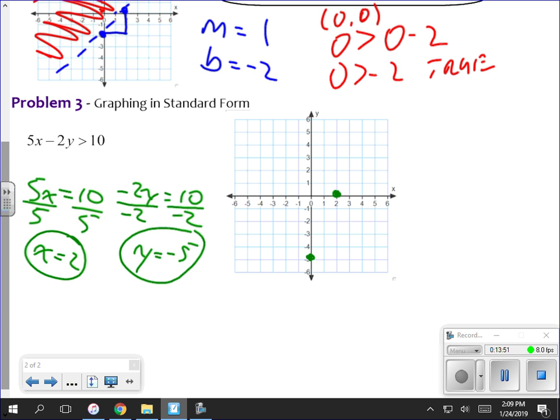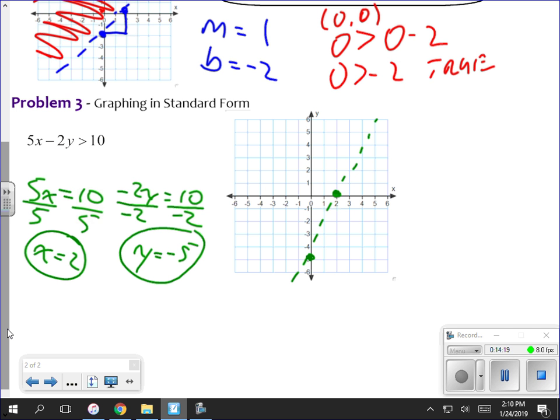Now I need to draw my line. Is my line going to be solid or dashed? It's going to be dashed because it's greater than. There's no or equal to. And now I have to shade one side or the other. And this is where it gets a little difficult on this one. It's not that hard.